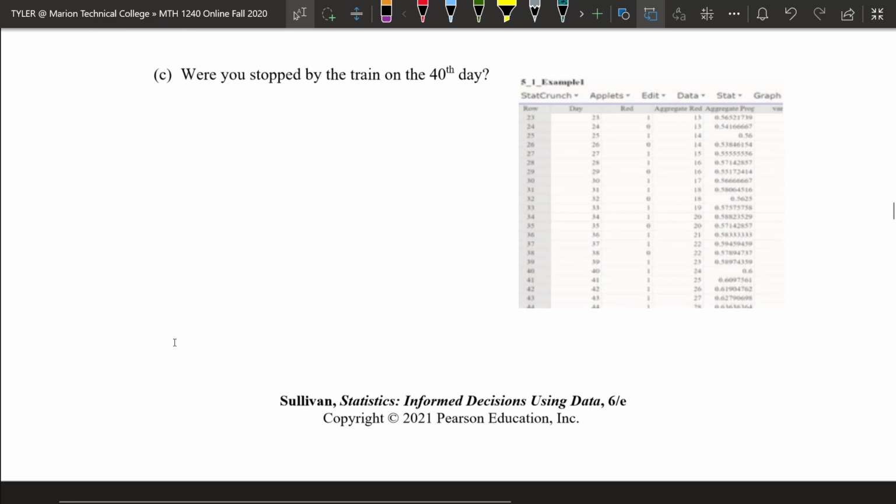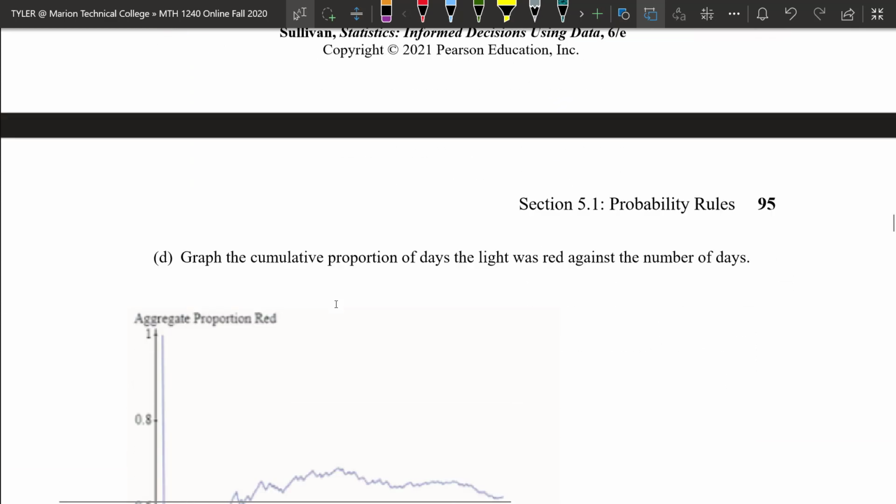And then part C says, were you stopped by the train on the 40th day? So if I look on the 40th day, the 1 here tells me yes. So 1 is yes and the 0 is no.